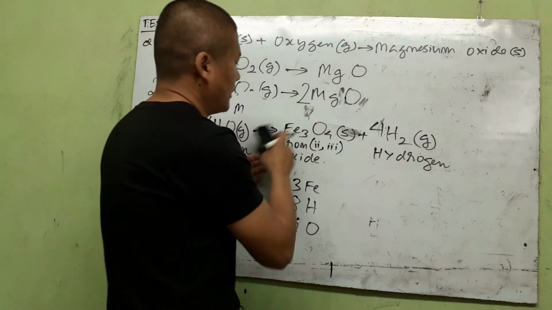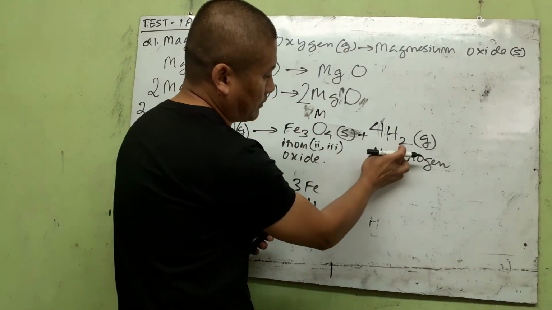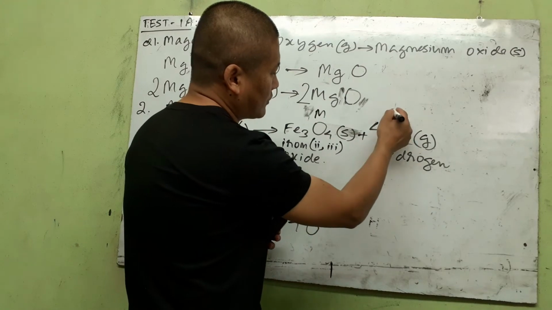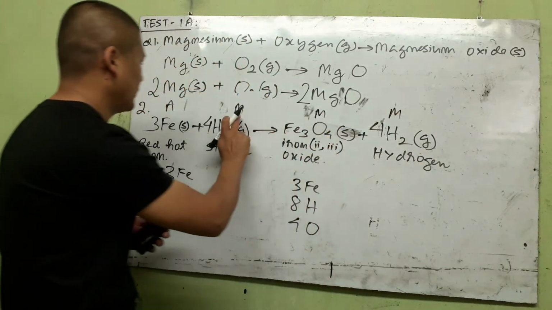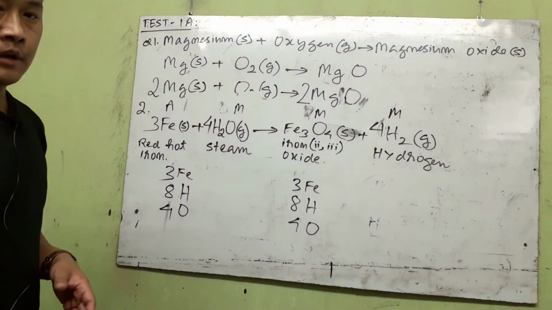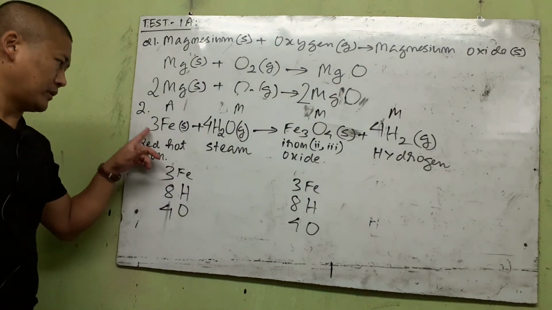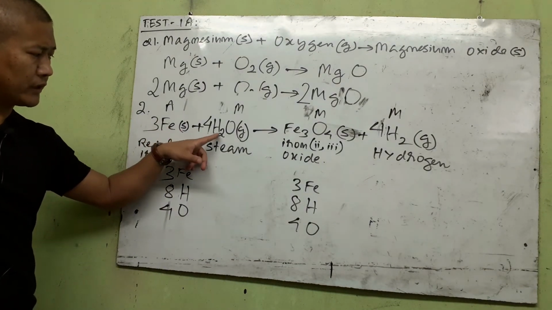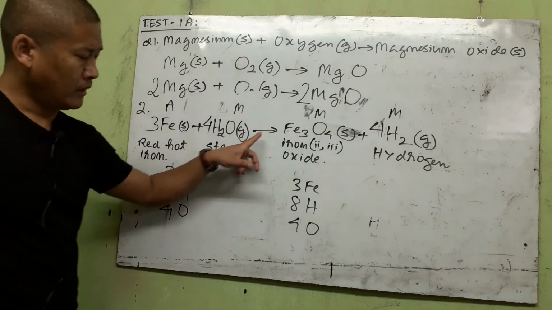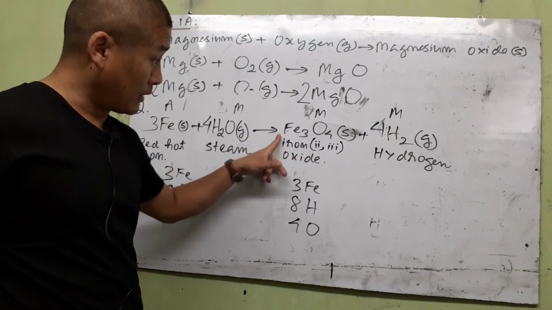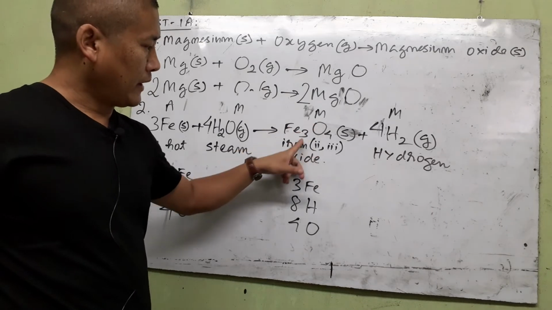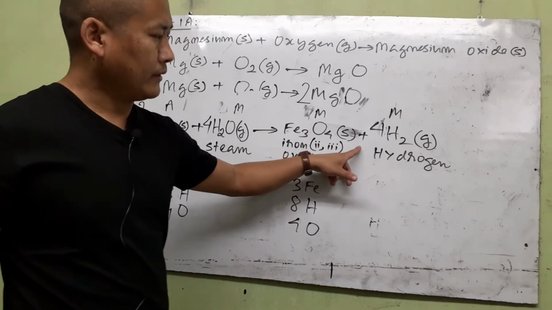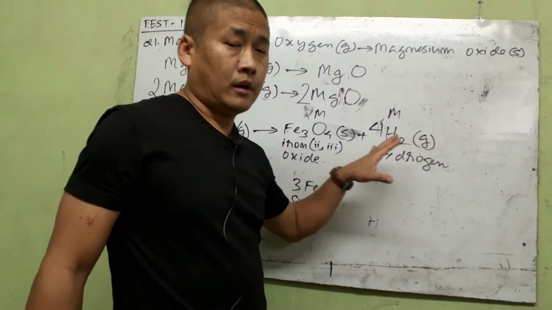This is also, don't write, okay, molecule. And at the back 2 means more than 1, so molecule, atom. So let us read the balanced chemical equation. 3 atoms of iron react with 4 molecules of steam to give us, no number in front means 1, so 1 molecule of iron 2,3 oxide and 4 molecules of hydrogen.